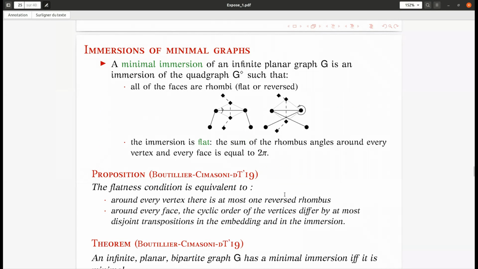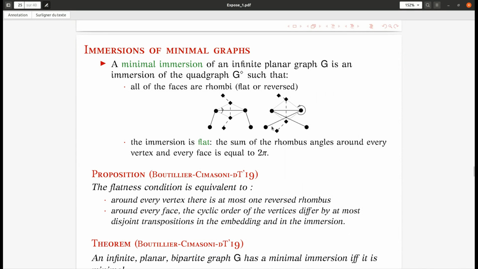Okay, and so we're also wondering about how you can draw these graphs in the plane. How can you embed them? Do you have the notion of isoradial embedding? And so you have to extend this notion slightly as well. So a minimal immersion of an infinite planar graph is an immersion of the quad graph such that you have rhombi, as in the isoradial case, but now you also allow rhombi to be reversed.